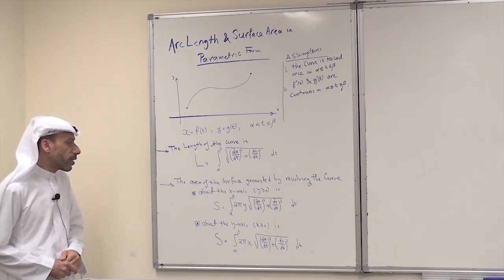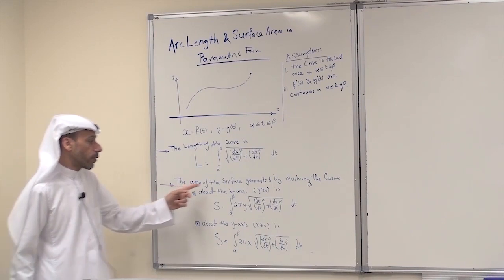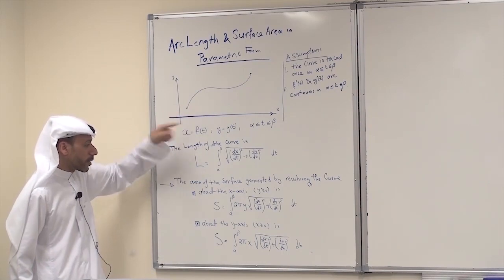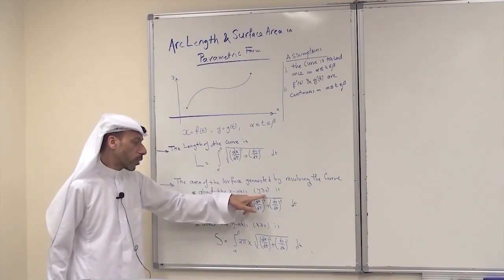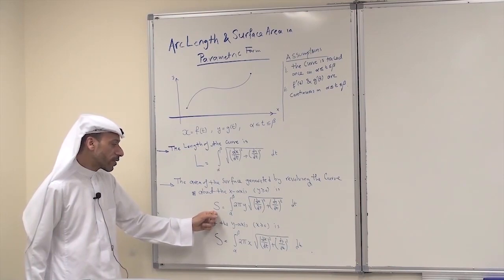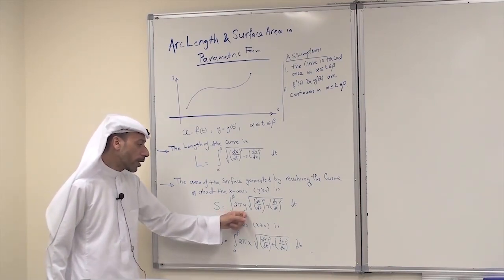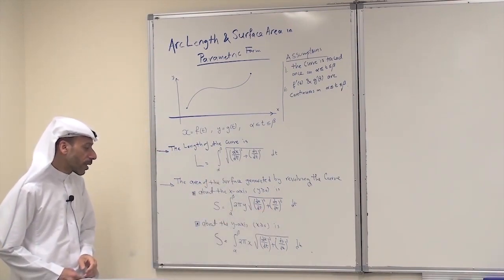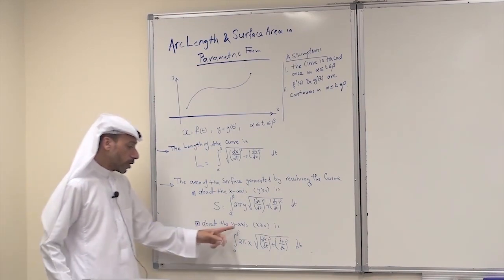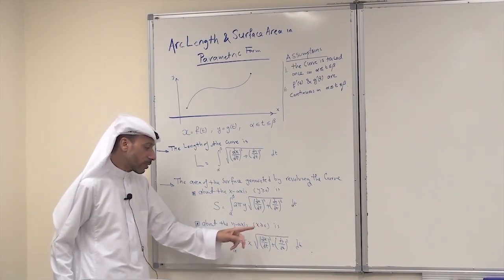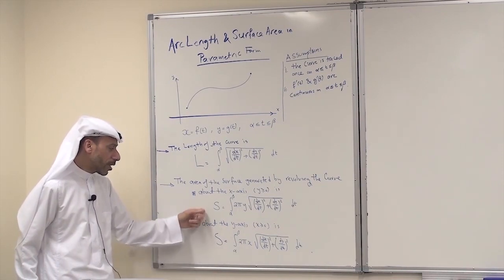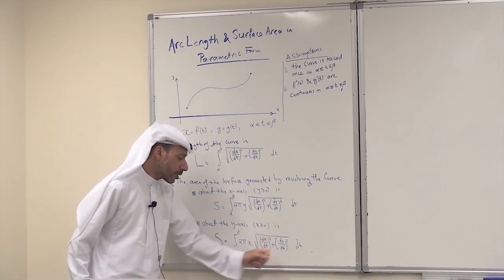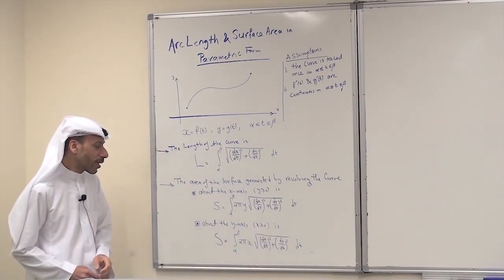And for the area of the surface, we have two cases. The area of the surface generated by revolving the curve about the x-axis, and here we have to assume that y is positive, is given by this formula: the integral of 2 pi y times the square root of the same quantity given in the arc length. If the rotation is about the y-axis, we have to make sure that x is positive. And the formula is really similar to the first formula, which is the integral of 2 pi x times the square root of the same quantity as in the arc length.